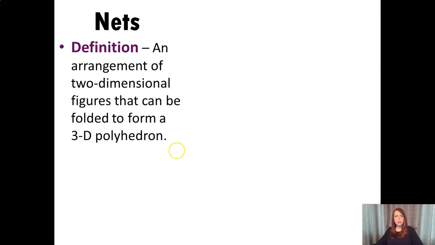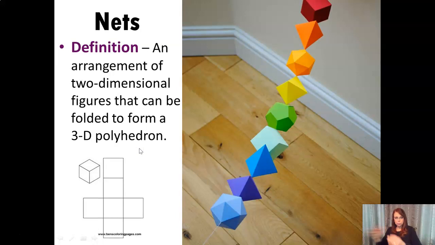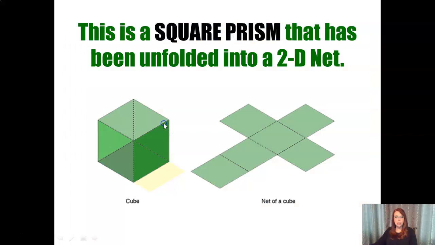Okay, so let's talk about nets. Nets are an arrangement of a 2-dimensional figure when you take a 3D figure and you unfold it, basically. So we want to know, what does it look like before it's all folded together to make a 3D shape? So when a net is folded and assembled, you create a 3D polyhedron like we have been talking about. So I'm going to show you those. I know you've seen them with my classroom set that I've just been showing you. I will show you those nets in just a second.